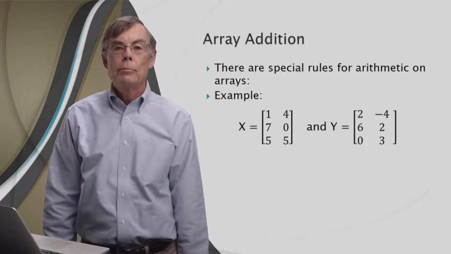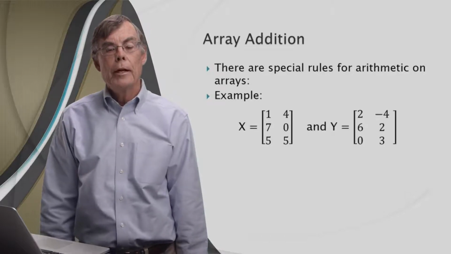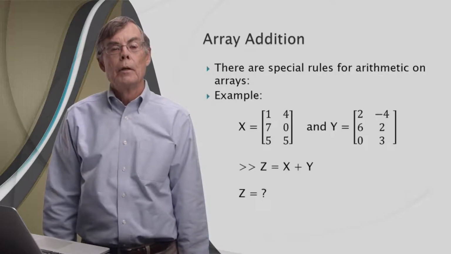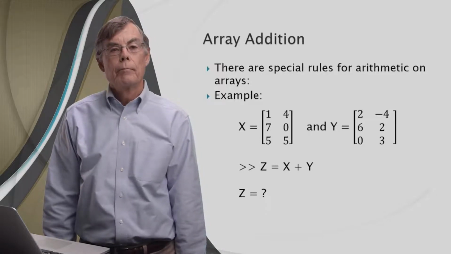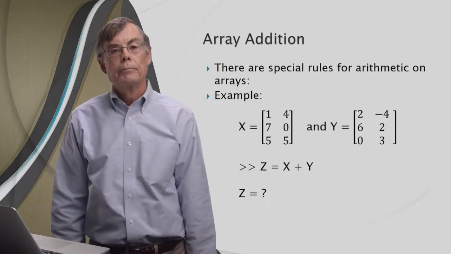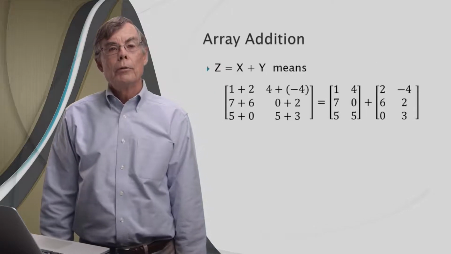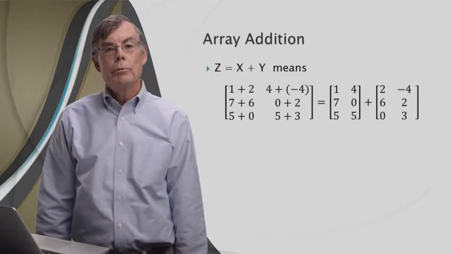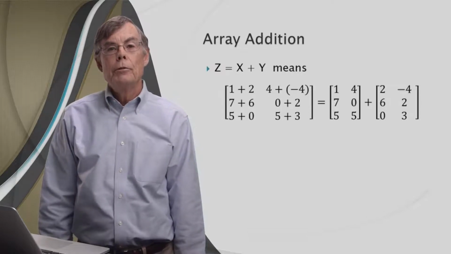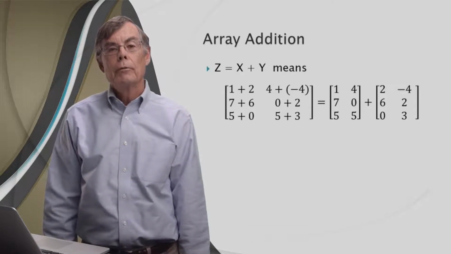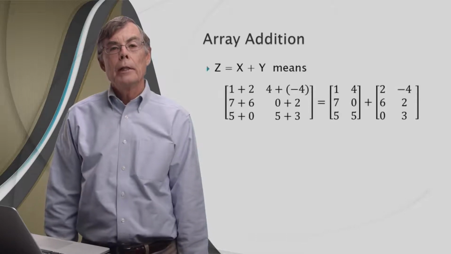In order to add two matrices together, we have to make sure that they have the same dimensions. So suppose we give MATLAB the command z equals x plus y. What does z look like? Well, here's what x plus y equals z means. On the right side, we see the two matrices, x and y, added together. And on the left side, we see what happens.